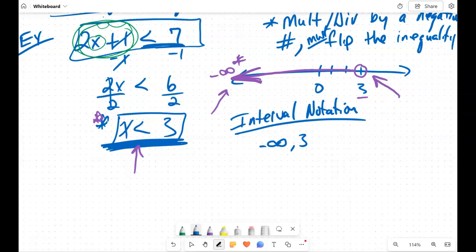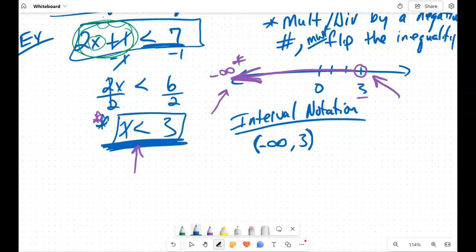Now, we need a way to represent this open circle like we did here. And the way we're going to do that is we're going to put a parenthesis here. Anytime you have infinity on either side, that side will get a parenthesis also. And again, we'll talk about this a little bit more in a second.